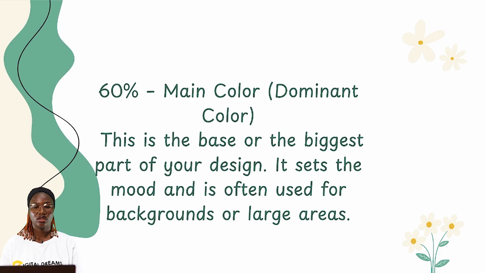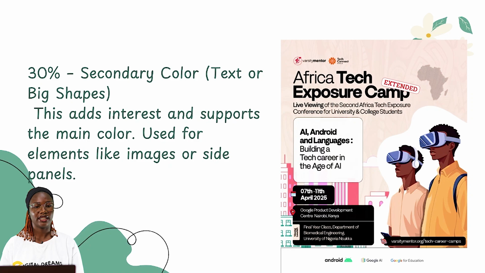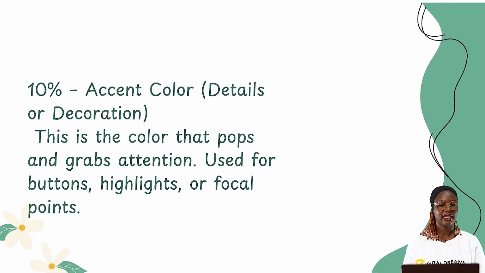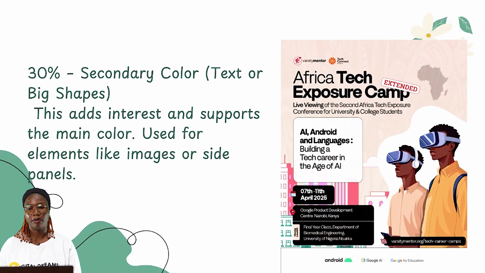Then we have the 30%, and we say 30% is the secondary color. This adds interest and supports the main color, used for elements like images or side panels. I will use this flyer right here to explain this later. So we have the 10%, which is the accent color. This is the color that pops or grabs attention, used for buttons, highlights, or focal points.